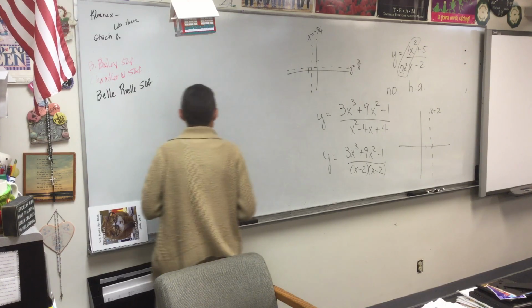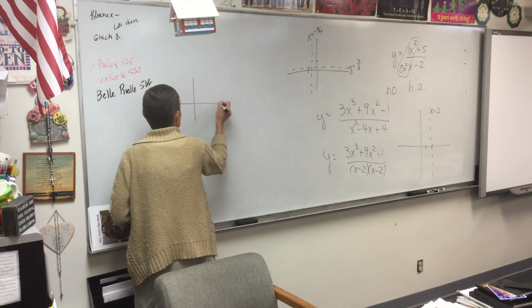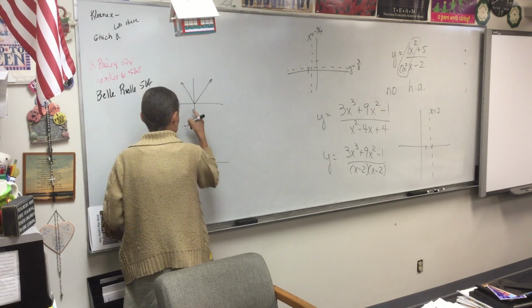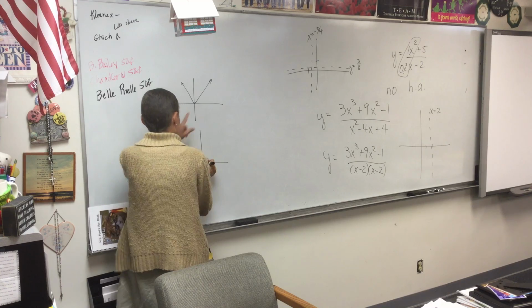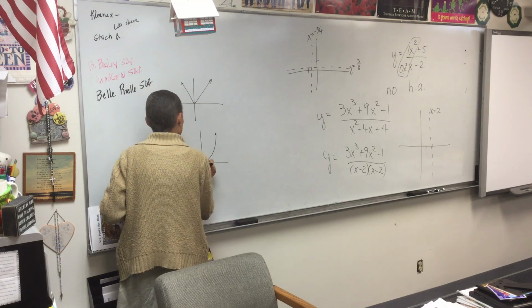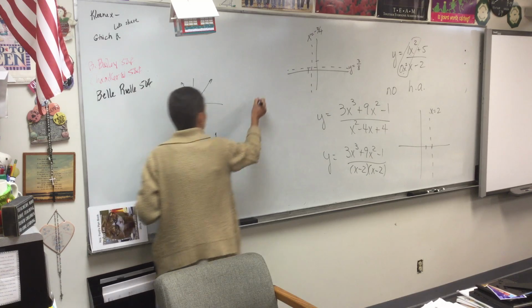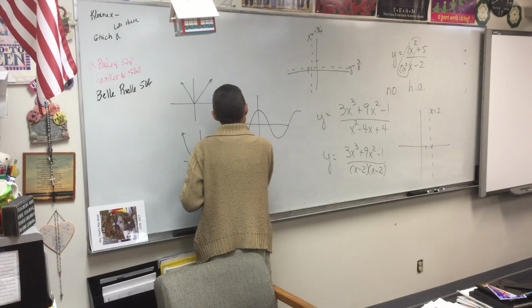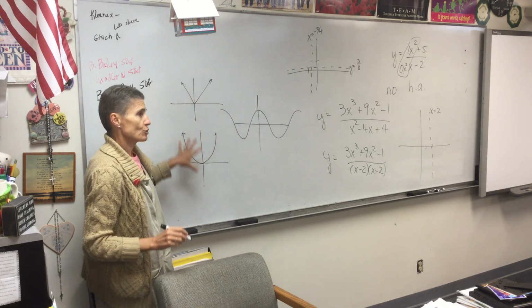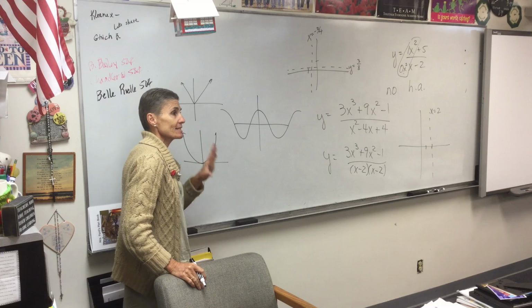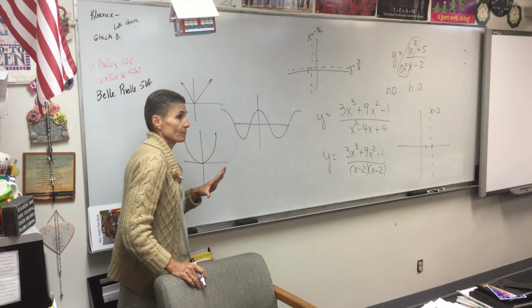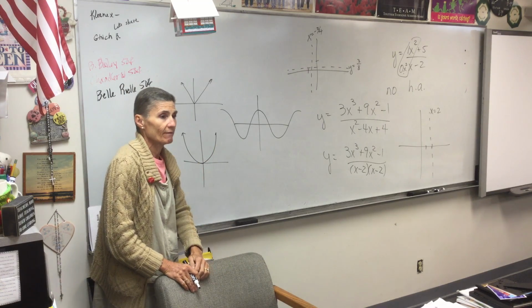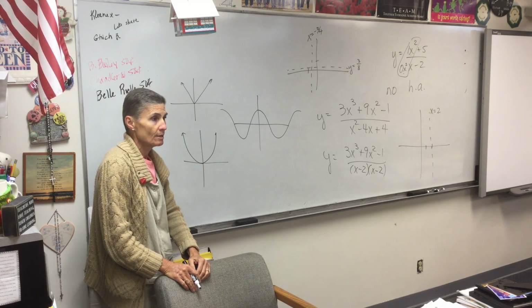I'm thinking of 3 functions that I want you to look at. Which one's that? Absolute value. Which one's this? Quadratic, or squaring. And which one's this? Cosine. Those 3 functions have something in common. Can you look at those 3 and tell me what they have in common? Something special. They're all what?